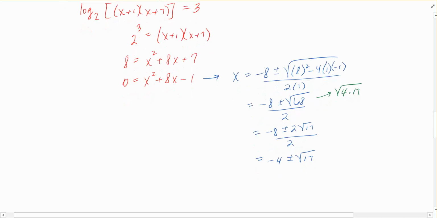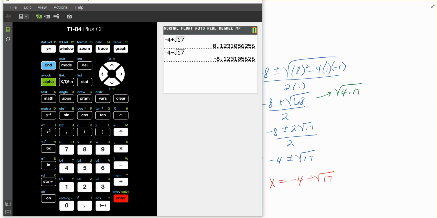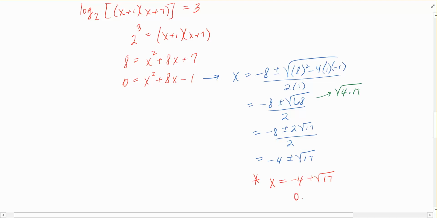So out of the two options down here, the only answer that survives is x equal to negative 4 plus the square root of 17, and that's the exact answer. And the approximate answer is going to be 0.123. So just to be clear, this answer here without my calculator is the exact, the one with the calculator is the approximate, and those are the solutions to this equation.